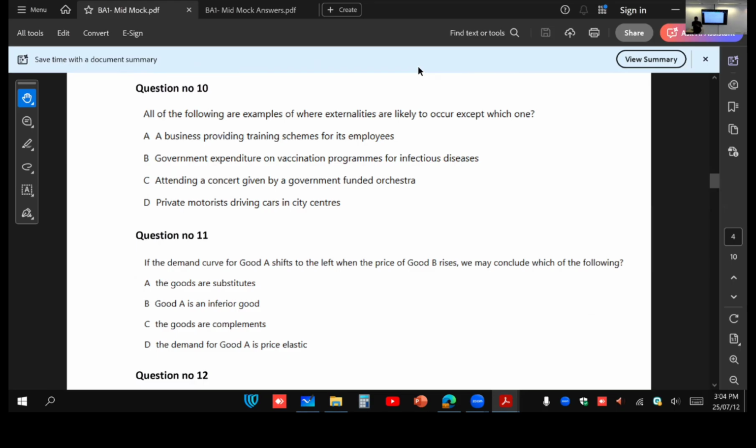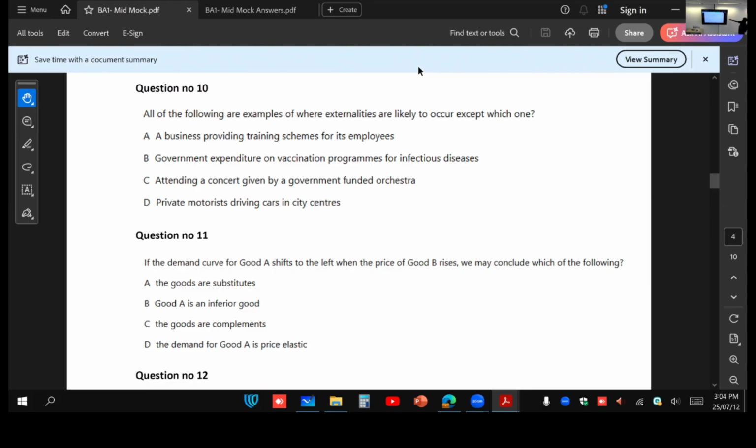Anyone? Positive and negative externalities. What was externality? Simply spoken, what's this externality? Can't remember? What's an externality? I'm asking. Economies of scale, you remember.